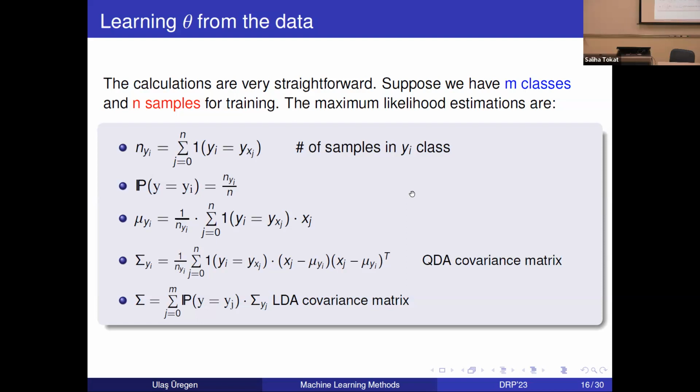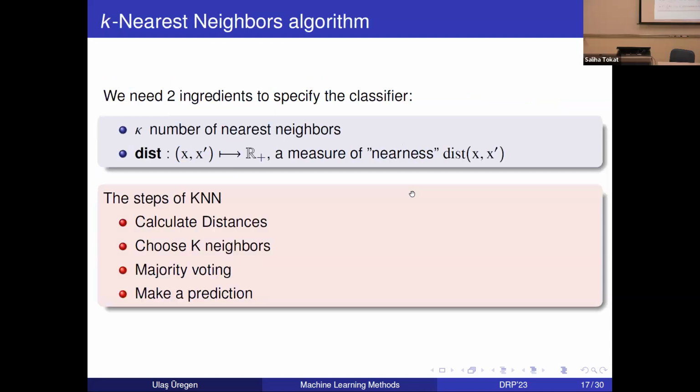If you are familiar with the covariance matrix equation, this is how we calculate it. And if we need to work with LDA, linear discriminant analysis, we suppose that the covariance matrices are equal, so we just take the mean of the covariance matrices of all the classes. Now we are ready to discuss another algorithm, the KNN algorithm.